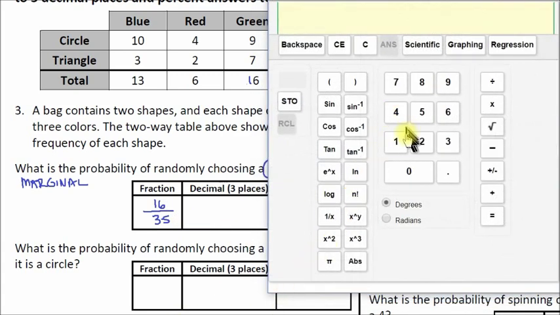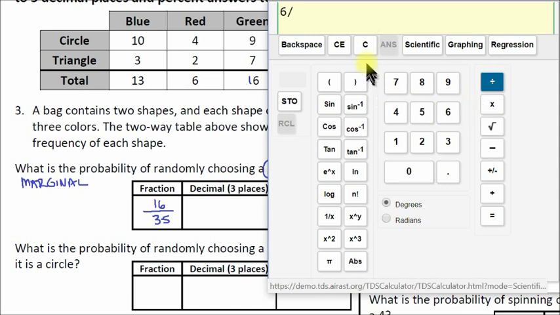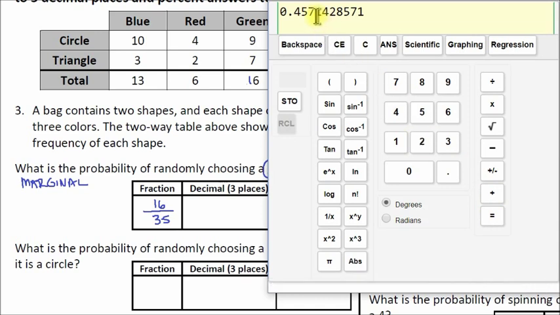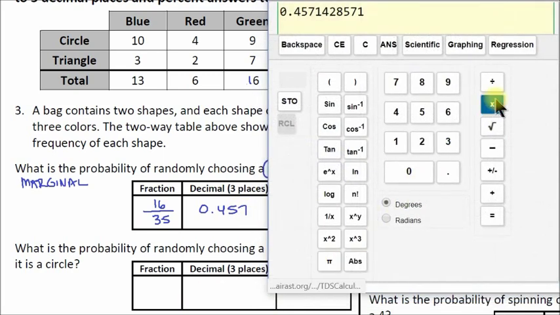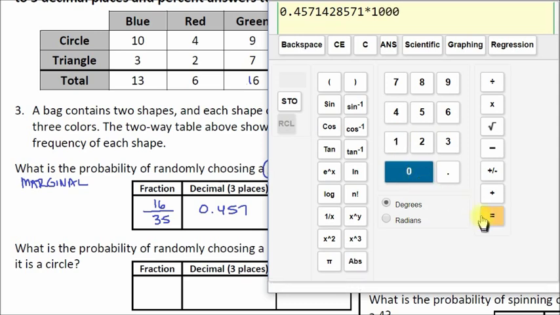Let's put that in the calculator. So 16 divided by 35 equals 0.457. Take a look at the 1. That means that we're not going to round it up to 8 because the 1 is smaller than 5. It drops off. So all we have is 0.457. And if we multiply that number times 100, we're going to end up with our percent, which is 45.7.